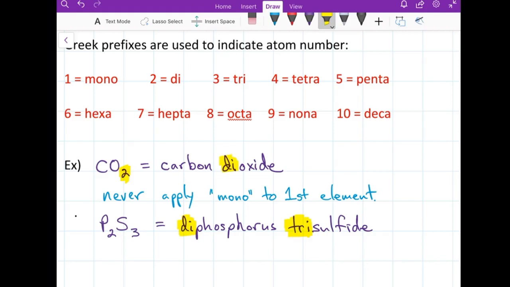And then we also have to give it an "ide" ending. I didn't mention that on the first one, but just like with ionic compounds, we always give an "ide" ending if the element just comes from the periodic table, in other words, if it's not a polyatomic ion. So that'll happen here too. So carbon dioxide, diphosphorus trisulfide.